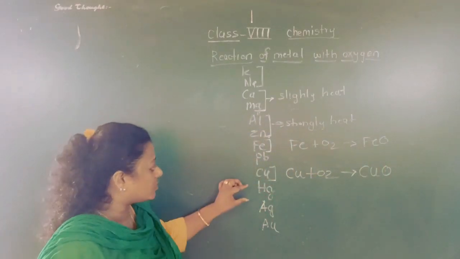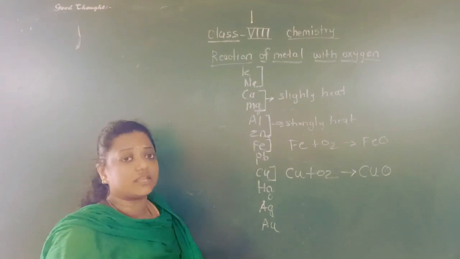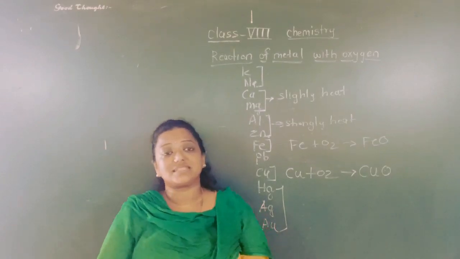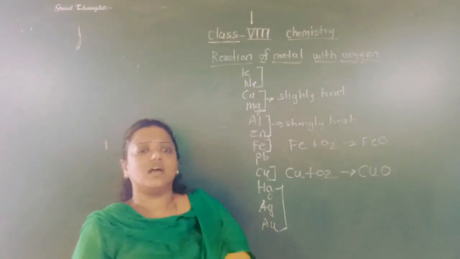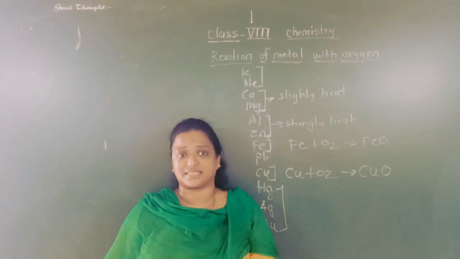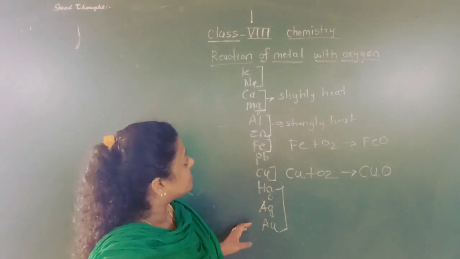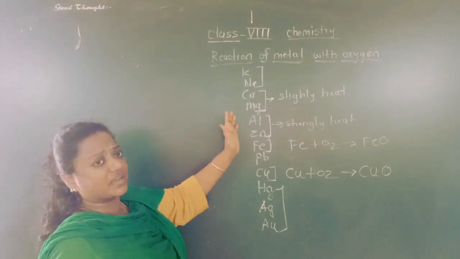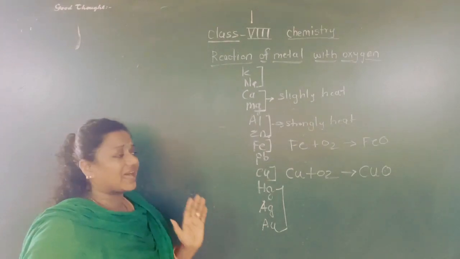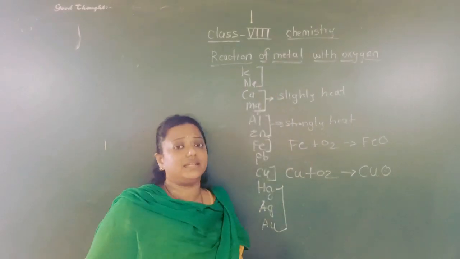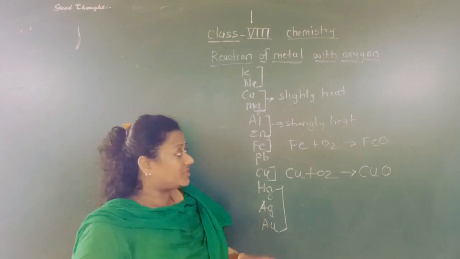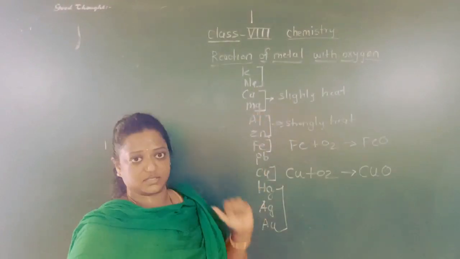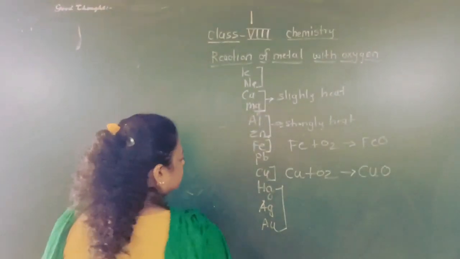And what about mercury, silver and gold? As I already said, these are the least reactive metals. Rarely do they react with oxygen. The main metals that react with oxygen are sodium, potassium, calcium, magnesium, aluminium, zinc, iron and copper. How they react, I already said. So this is all about what happens when metals react with oxygen. Till here I have completed.